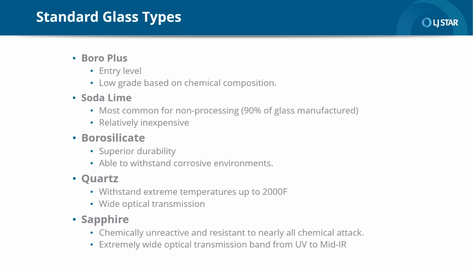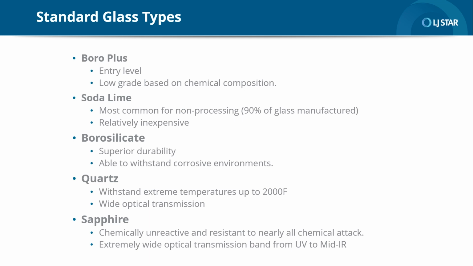So to start off, we start with Boro Plus, which is kind of that entry-level glass. It's similar to soda lime, but for example, it's less resistant to thermal shock. It leaches a little bit more when you start to get into a process that might be a little bit more corrosive, which is not what you want to happen. So the Boro Plus is kind of that entry-level glass.